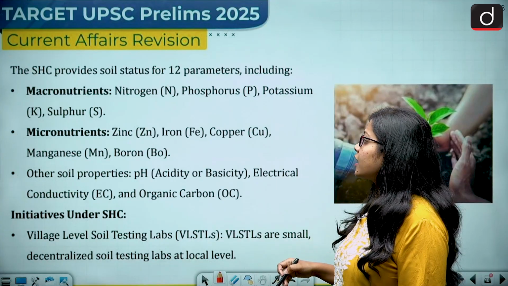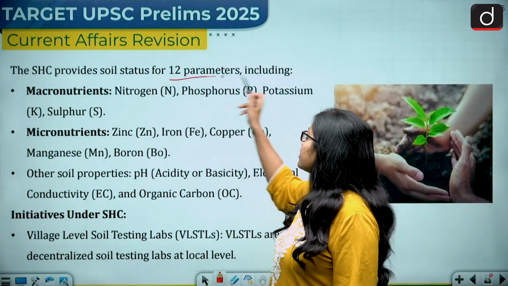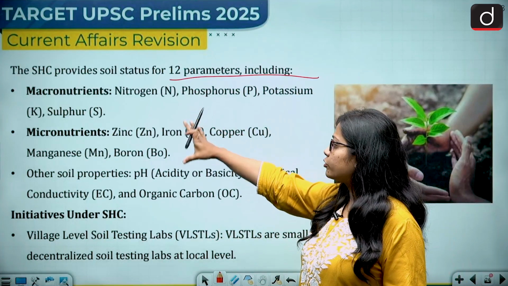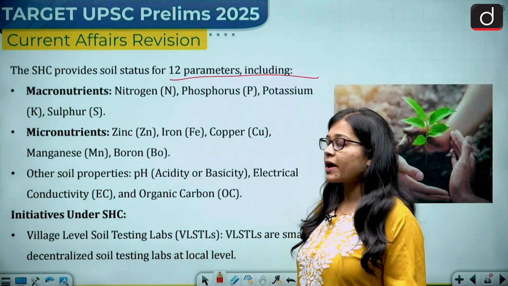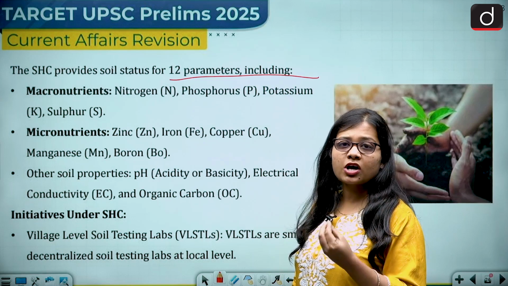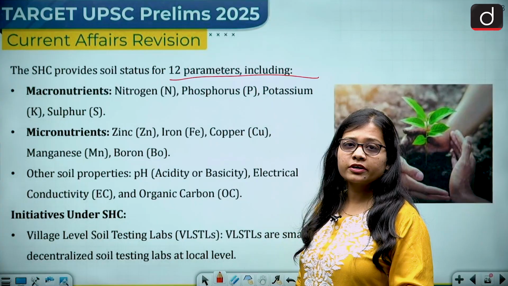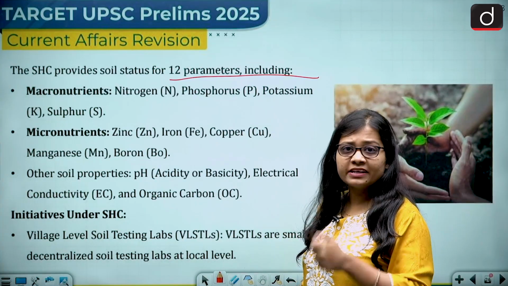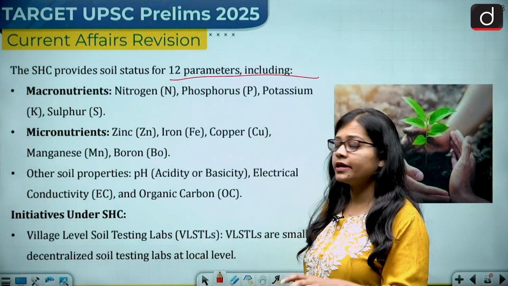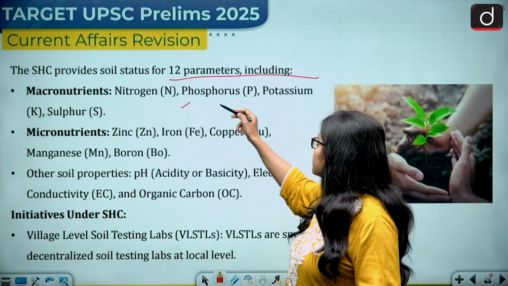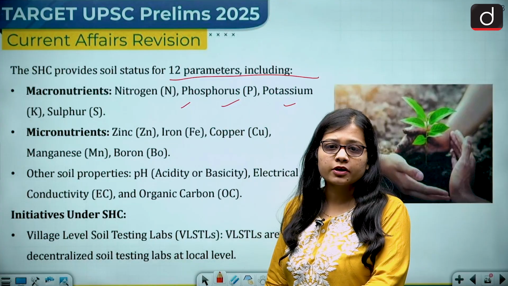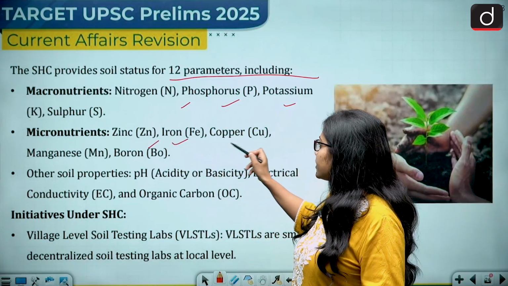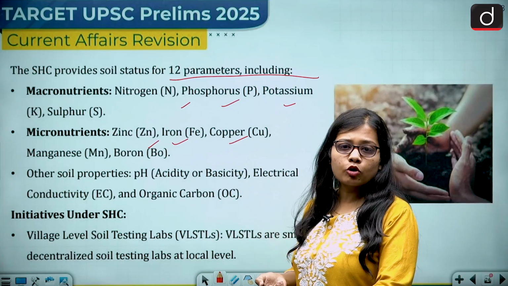Now, the soil health card provides soil status for 12 parameters. These 12 parameters are basically about the macronutrients and the micronutrients. Macronutrients are nutrients which are required in larger quantities, and also the nutrients which the soil needs to be more fertile and enriched. Examples being nitrogen, phosphorus, potassium, sulfur. Now coming on to the micronutrients, these are zinc, iron, copper, manganese and boron.